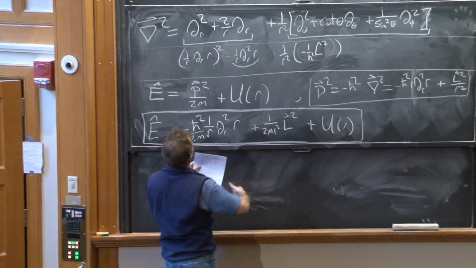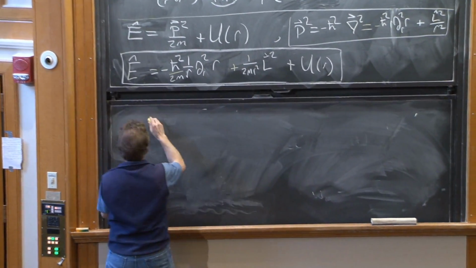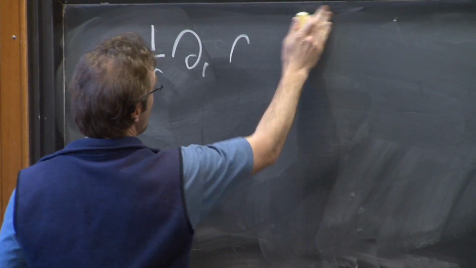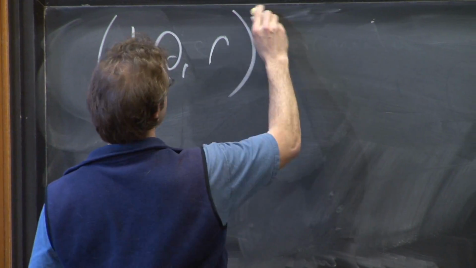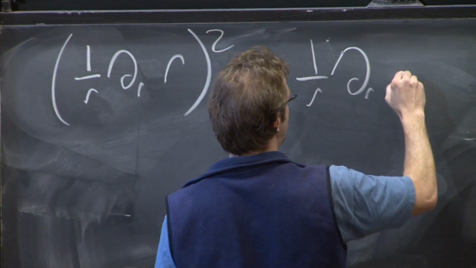Oh, that's an equal sign. So sorry, this is just quick algebra, so it's useful to note. So consider the following thing: 1 over r dr r. Why would you ever care about such a thing? Well, let's square it. So what is this equal to? Well, this is 1 over r dr r.